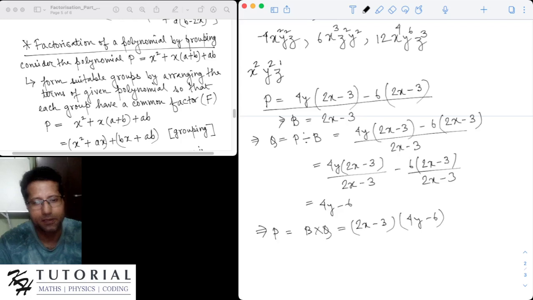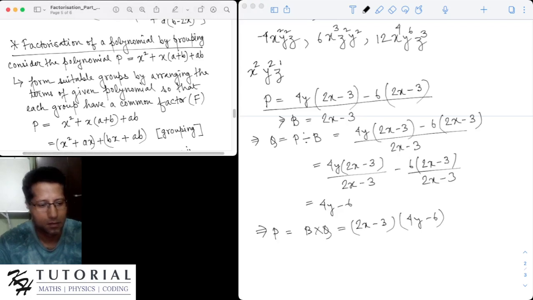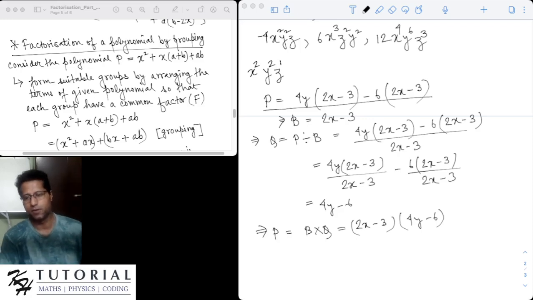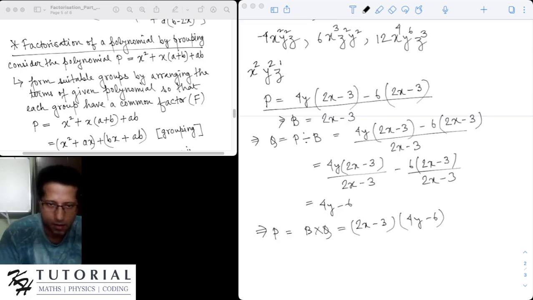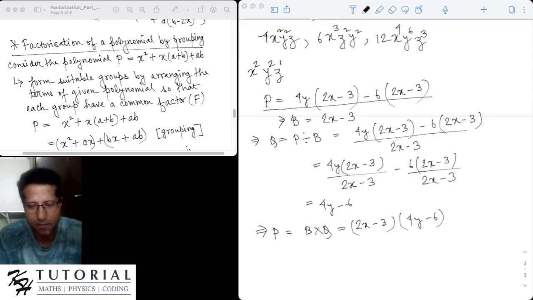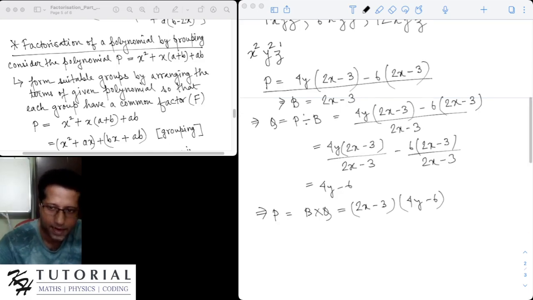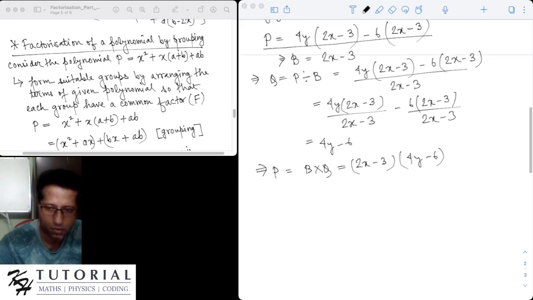The final concept is, how do you factorize a polynomial by grouping? Now, what does grouping mean? Grouping means that you are given a polynomial, and sometimes you have to rearrange the terms. You have to form groups by taking suitable terms, so that each group will have a common factor, and that common factor you can factor out from the polynomial.